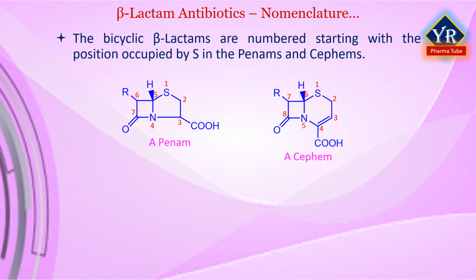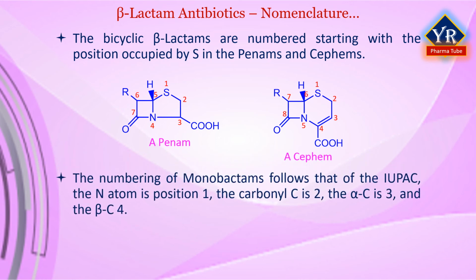For example, the nitrogen atom of all bicyclic beta-lactams fused to 5-membered rings is labeled position 4 as it is in penams, while in cephams the nitrogen atom is position 5. The numbering of monobactams follows that of the IUPAC. The nitrogen atom is position 1, the carbonyl carbon is 2, the alpha carbon is 3, and the beta carbon 4. Remember, not all beta-lactams end in cillin or penam or start with ceph.